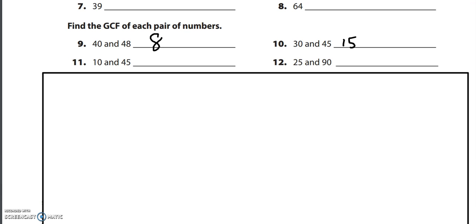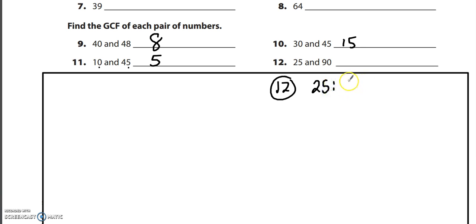10 and 45. I wonder if that one's a little bit obvious. Numbers that end in 0 and 5 are divisible by 5, and that is the greatest common factor of 10 and 45. And 25 and 90 is the same idea. Let me show you why on number 12. Let me show you the quick way to do this.